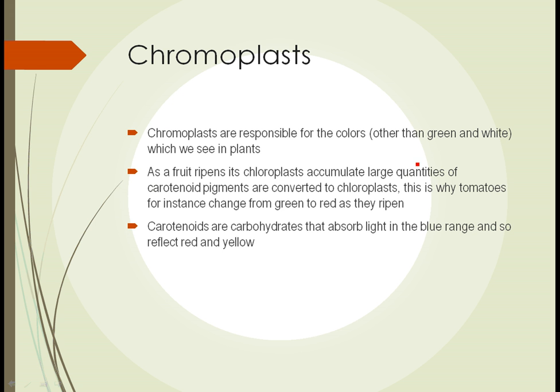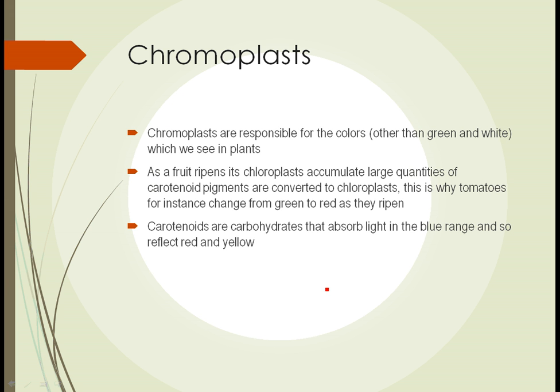Chromoplasts are another type of plastid, and they're responsible for the colors, except for green or white, that we see in plants. So if you see a red flower, or a red apple, or an orange, it has those colors because of chromoplasts. As a fruit, for instance, ripens, its chloroplasts accumulate large quantities of carotenoid pigments, and they're converted to chromoplasts. That's why tomatoes, for instance, change from green to red, why apples change from green to red, why most fruits, in fact, change from green to whatever their final color is.